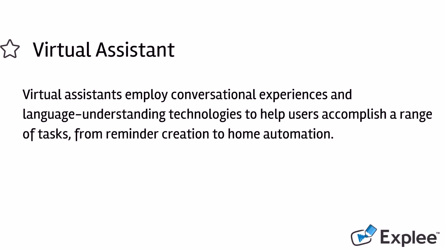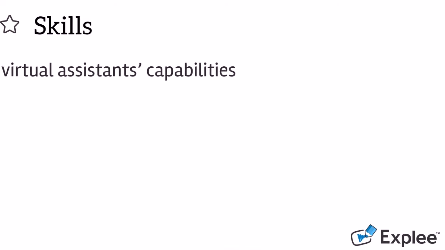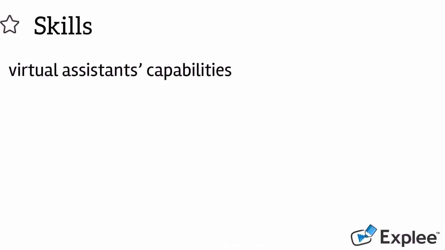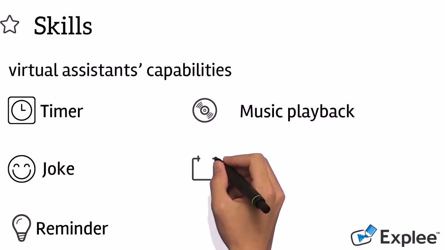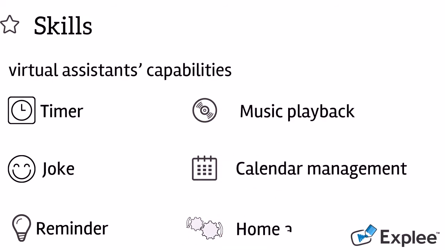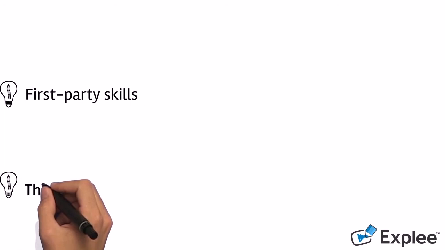Voice-activated assistants like smart speakers, also known as headless devices because they lack displays, are among the most popular devices in this category. Also, virtual assistants have skills. This word commonly refers to virtual assistants' capabilities. Skill functionality ranges from basic things like timers, jokes, reminders, to more advanced things like music playback, calendar management, and home automation. Assistant skill sets include both first-party skills and third-party skills.